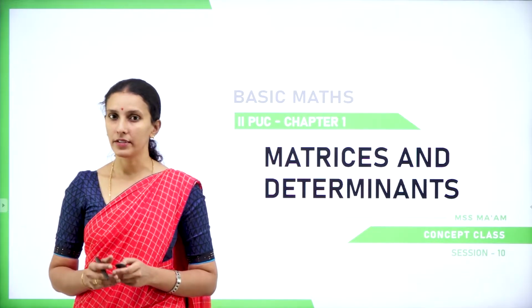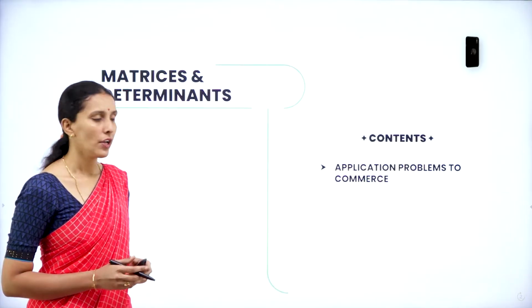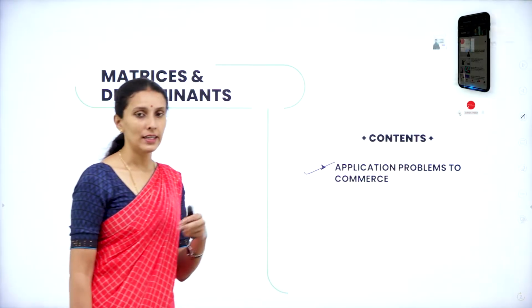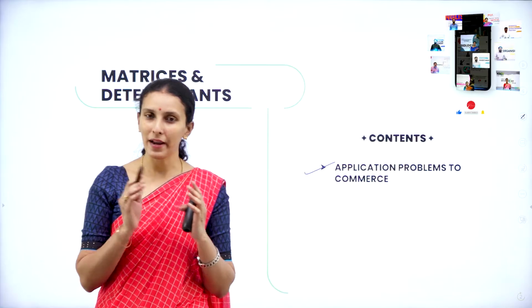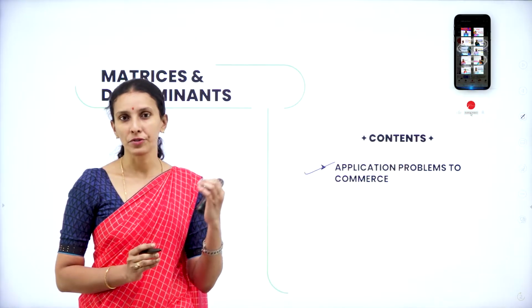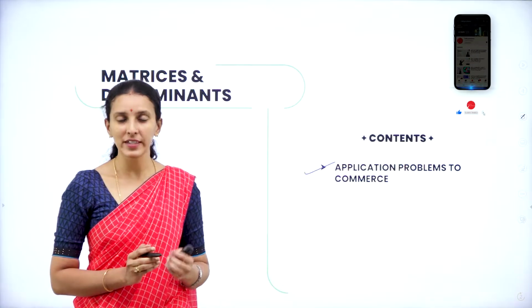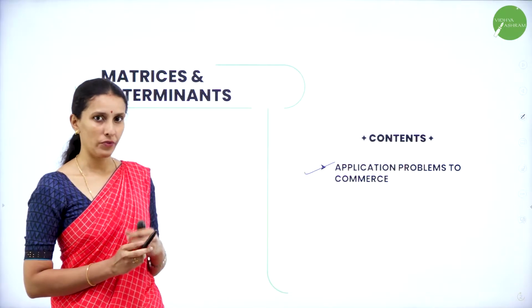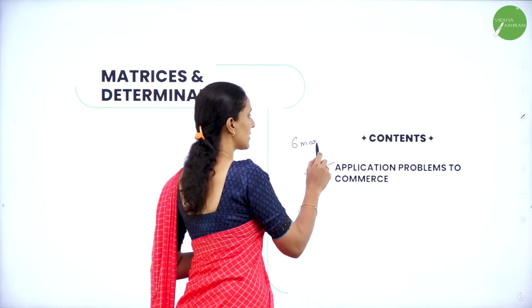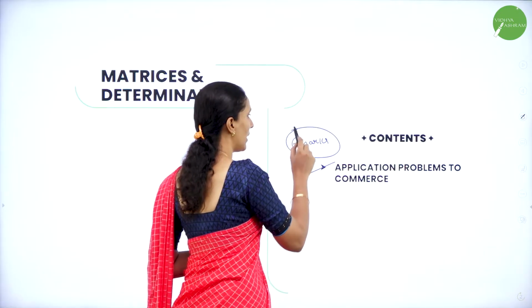So we are at the last session of the chapter Matrices and Determinants, and in this session we are going to study application problems to commerce. That is, whatever you have done, the matrix method will be in the statement problem. We have to tabulate it in terms of matrix and solve the unknown values. So these type of questions carries 6 marks in your examination under part E.